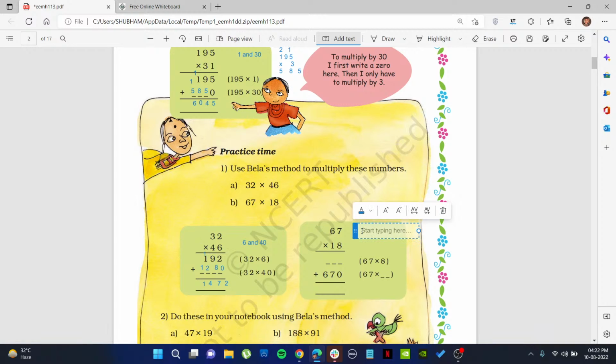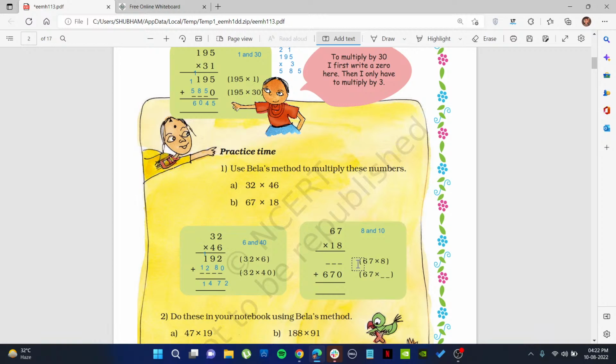18 comprises 8 and 10. So our first step would be to first multiply 67 with this 8. So let's do it together. After multiplying 67 with this 8, we will be multiplying 67 with this 10. Okay.